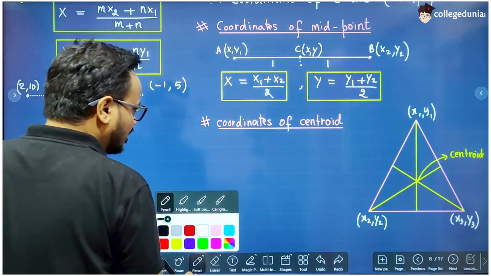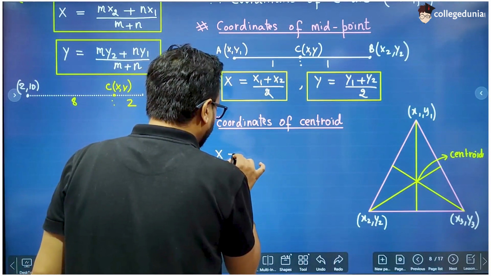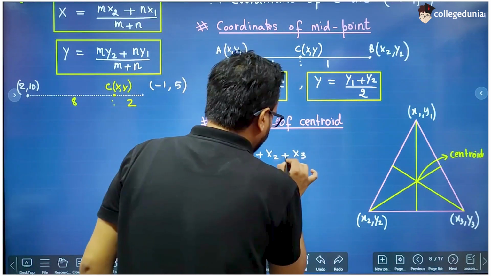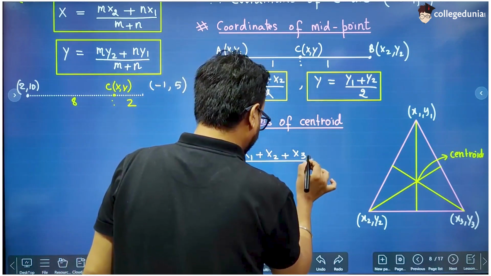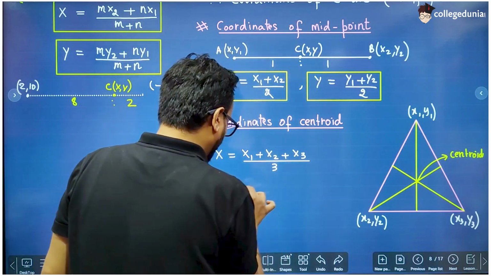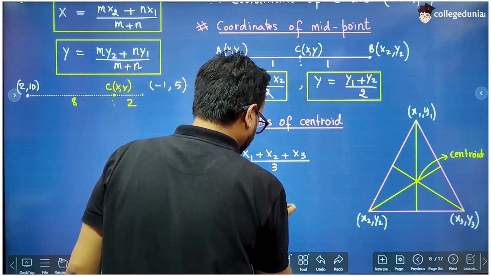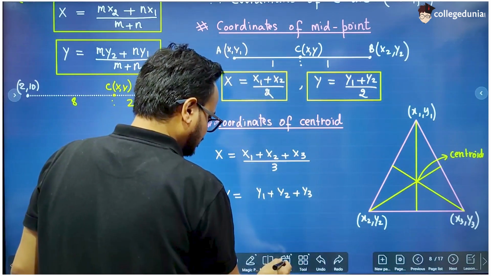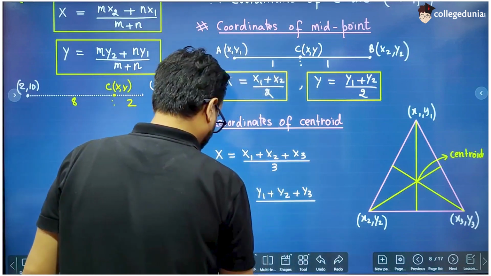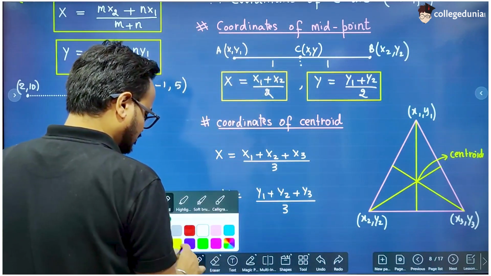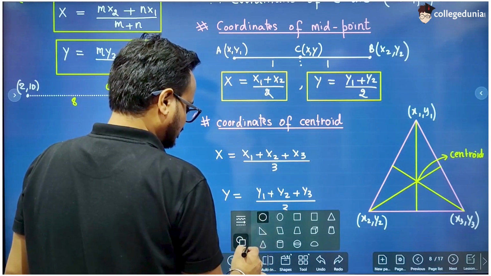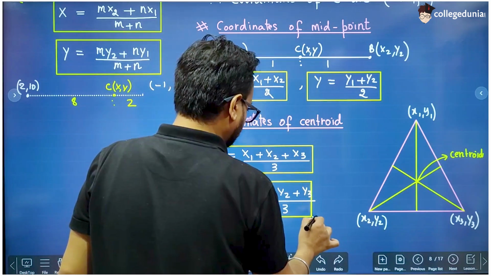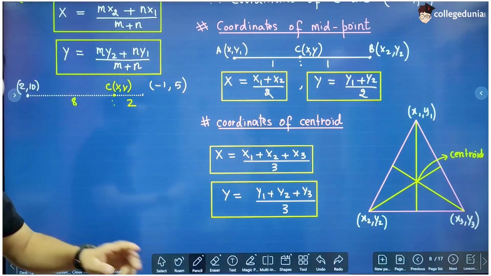We are not going into the derivation and all the details because they are not needed, or you can do them yourself also. I'll just give you a hint. So the coordinates of the centroid are these.